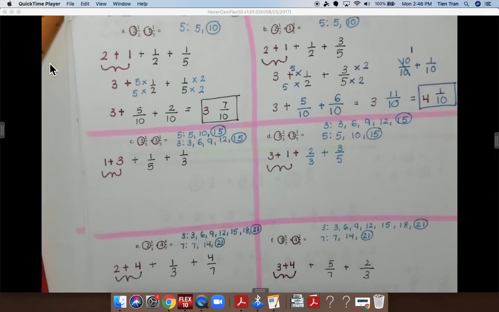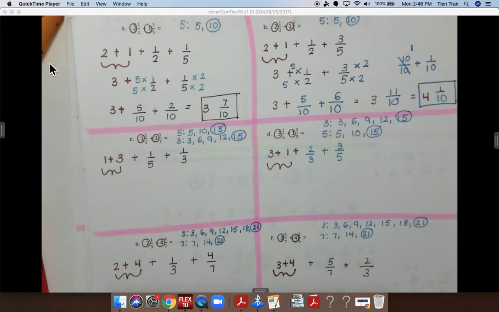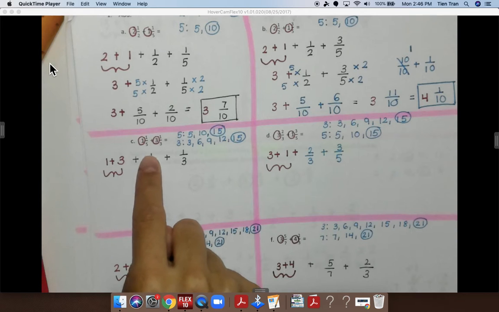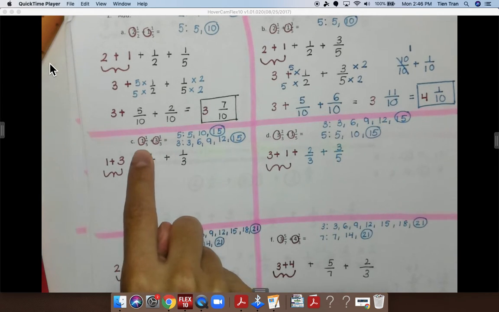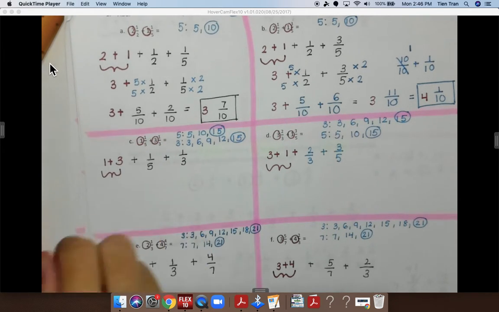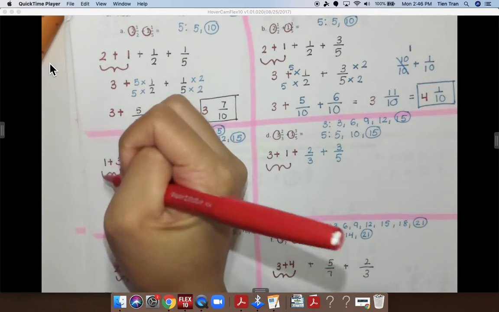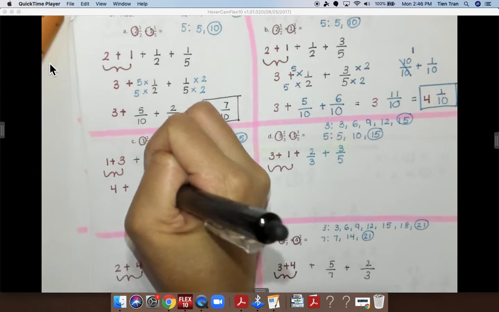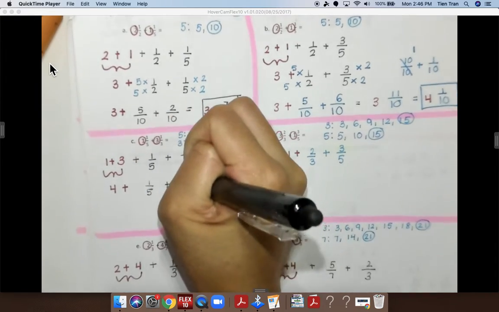Now, I'm going to move on to problem C. For problem C, I have 1 and 1/5 plus 3 and 1/3. I'm going to first add my whole numbers 1 and 3. 1 plus 3 is equal to 4. And then I have 1/5 plus 1/3.